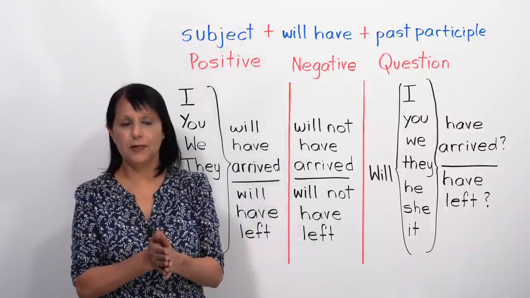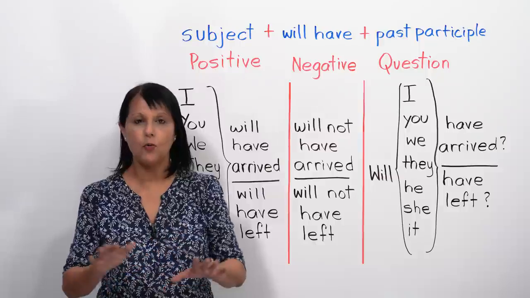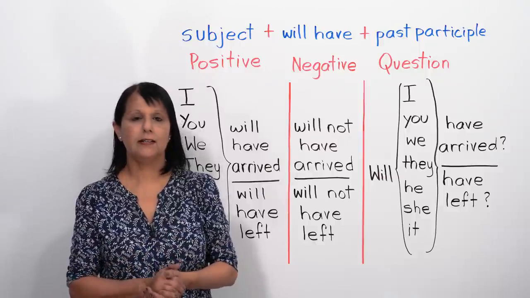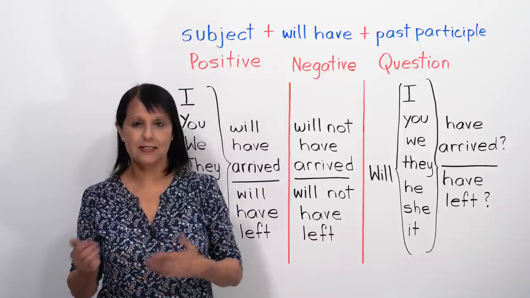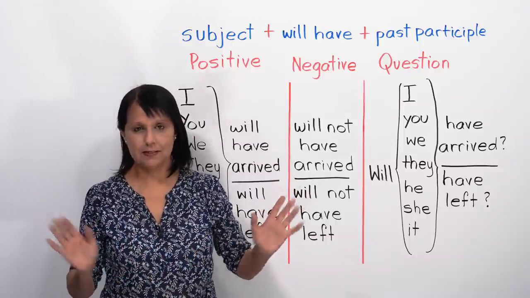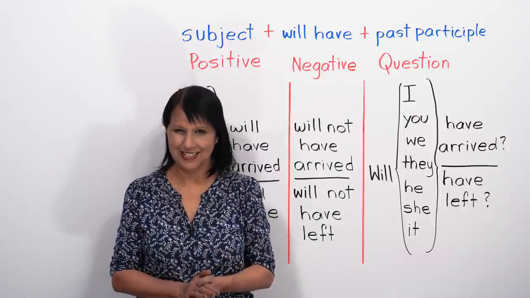For a regular verb, it's simply the same past tense form that you've always used. All right? Like work, worked. Brush, brushed. Dance, danced. Okay? That's the past participle form. It's the same as the simple past tense.